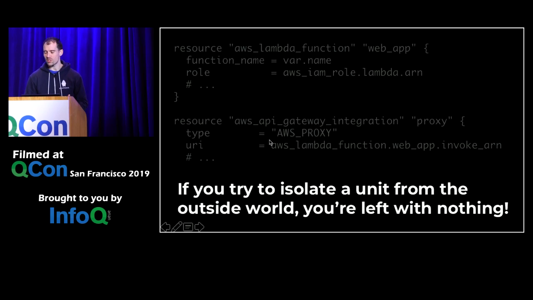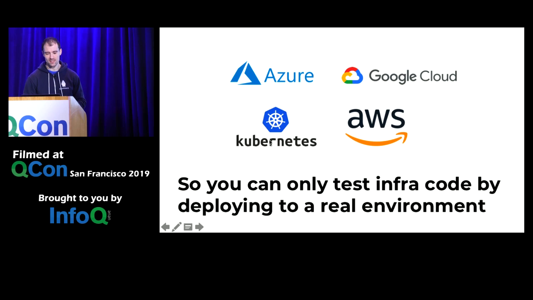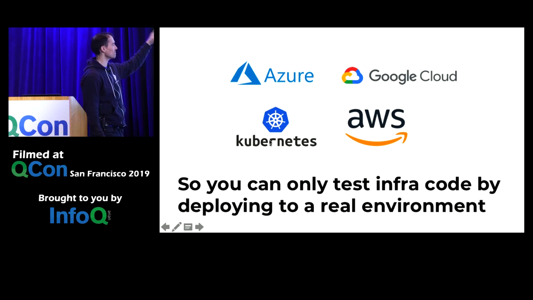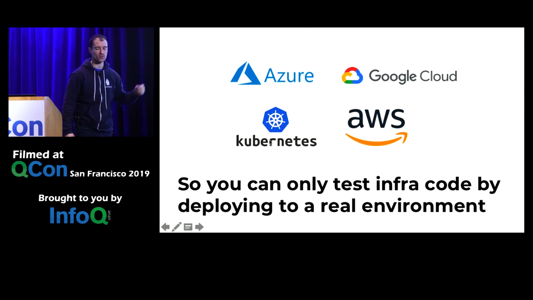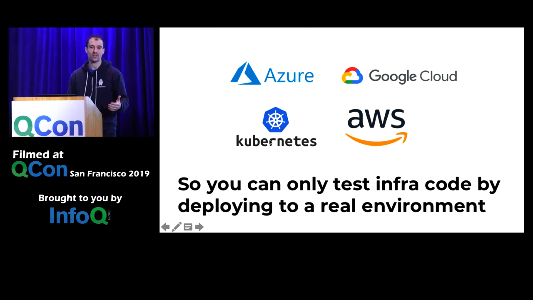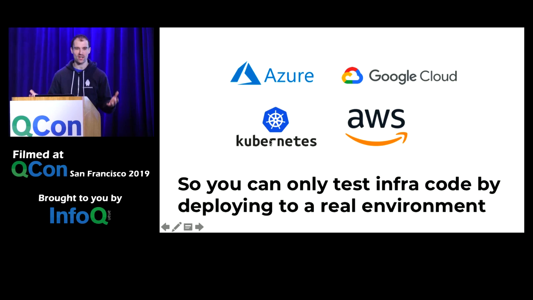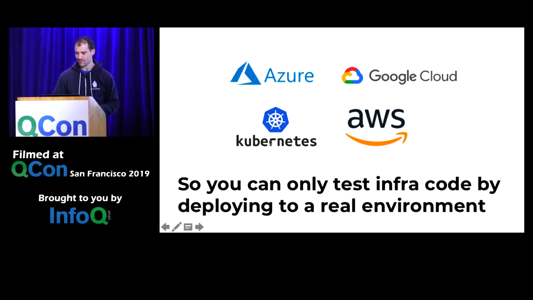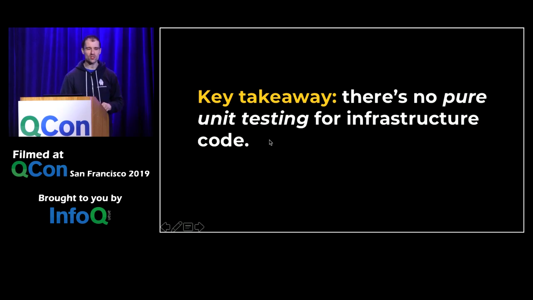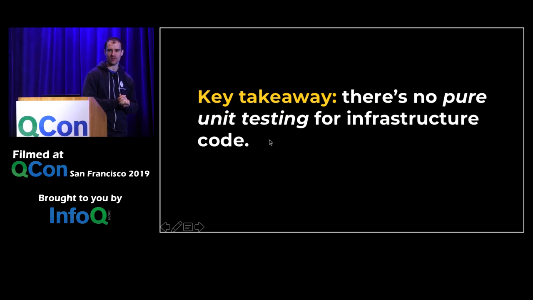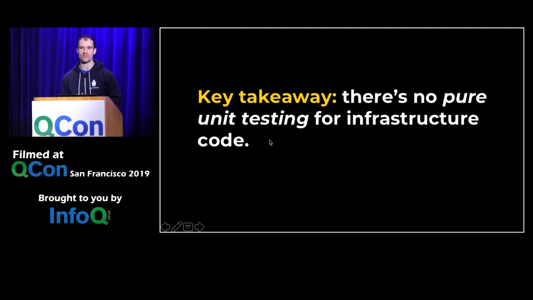So the only real way to test infrastructure code beyond static analysis is by deploying it to a real environment, whatever environment you happen to be using. That might be AWS or Google Cloud, that might be your Kubernetes cluster. You actually have to deploy, because that's what the code does. If you're executing it, a deployment is the result. So, key takeaway, there is no pure unit testing for infrastructure code in the way that you might think of it for application code.